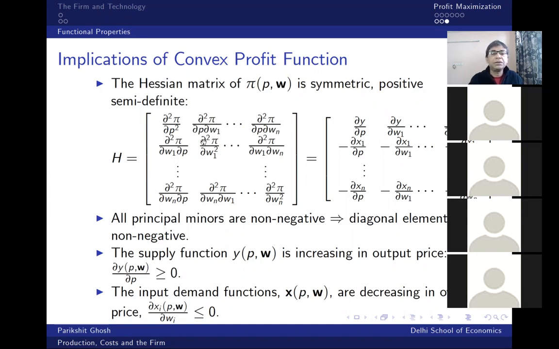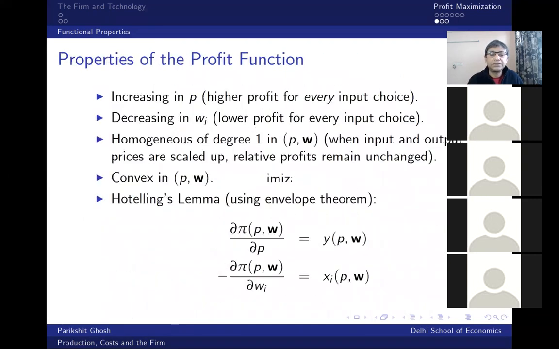As you remember, the Hessian matrix consists of the second derivatives of the function in question. If the function is convex, its matrix of second derivatives is the Hessian matrix, and that has this property: principal minors are all weakly positive. So this matrix has this property, but this matrix can also be written in this manner. Why? Thanks to Hotelling's lemma.